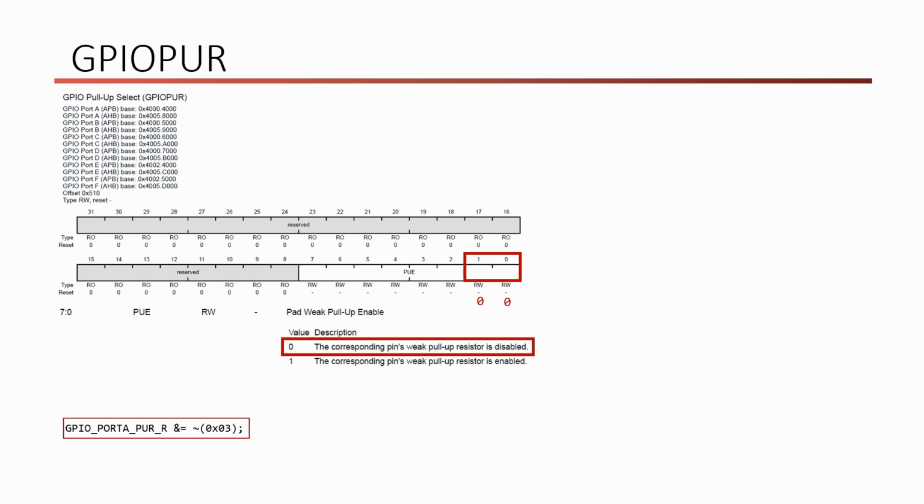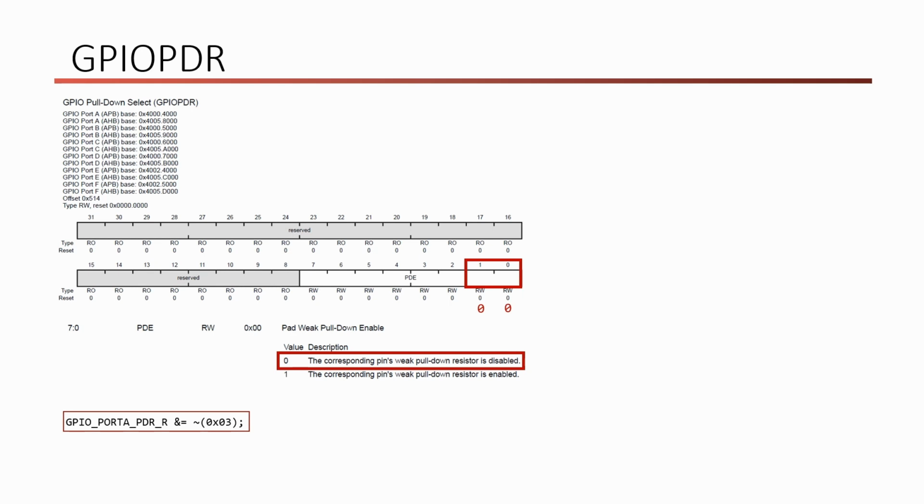The GPIOPUR register is the pull-up control register. When a bit is set, a weak pull-up resistor on the corresponding GPIO signal is enabled. In this register, we need to clear bit 1 and bit 0 to disable the pull-up resistor. In the GPIOPDR register, when a bit is set, a weak pull-down resistor on the corresponding GPIO signal is enabled. This is the same case as the previous register. We need to clear the first 2 bits in order to disable the pull-down resistor.